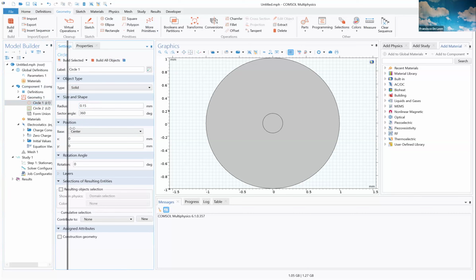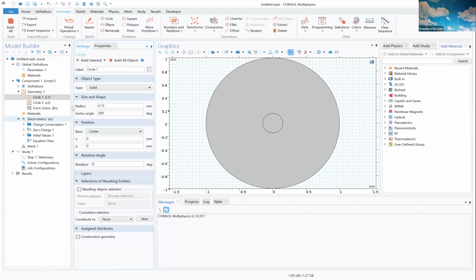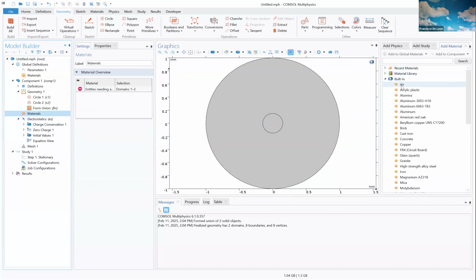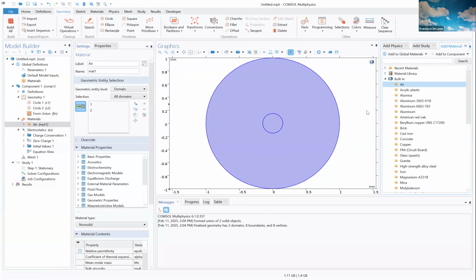Now the next step is to select the materials, right? For the materials, just click material, and this type of window appears over here. In the material, we need copper as well as air. For this, there is a built-in option, right? In the built-in, there is the option air. Just double click it, and it will appear over here. And after that, copper.